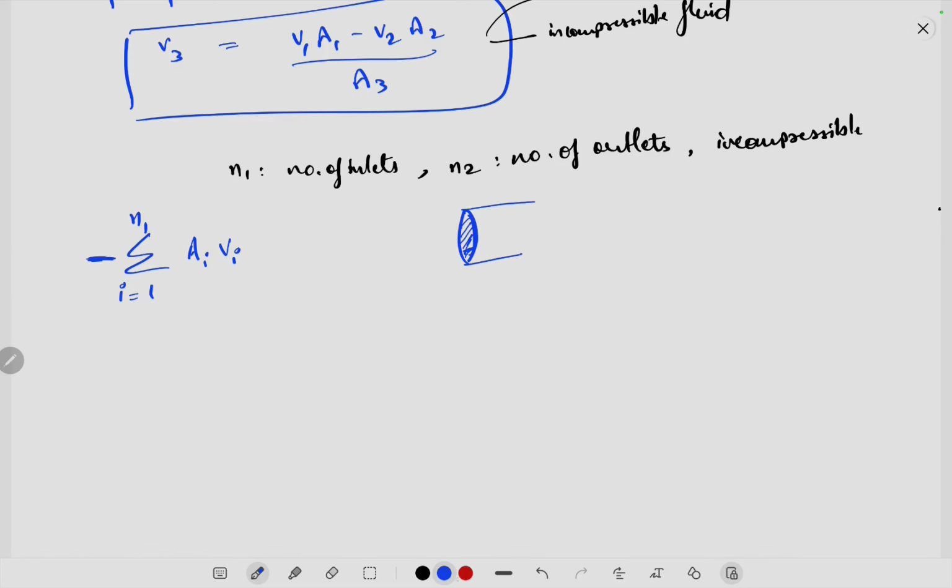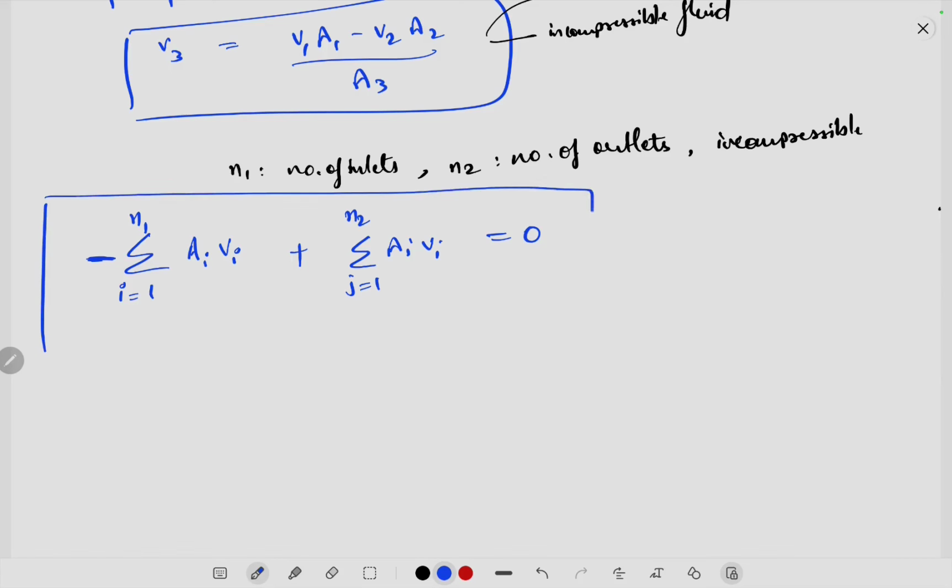then the velocity vector would look like this and the area vector would look like that. So v dot dA will always be negative, so that's why the negative sign is there, and I have removed the dot product. Okay, plus summation over j is equal to 1 to n2 aj vj equal to 0.